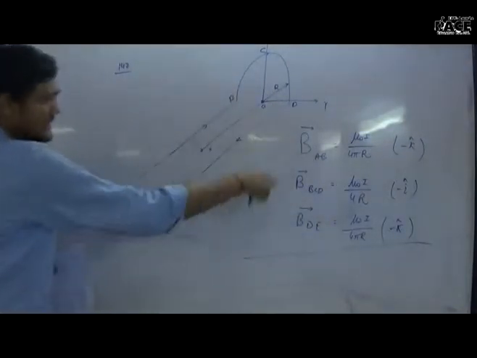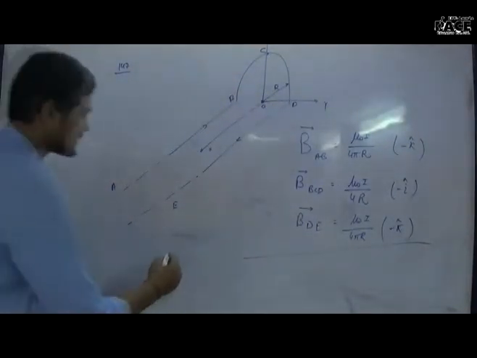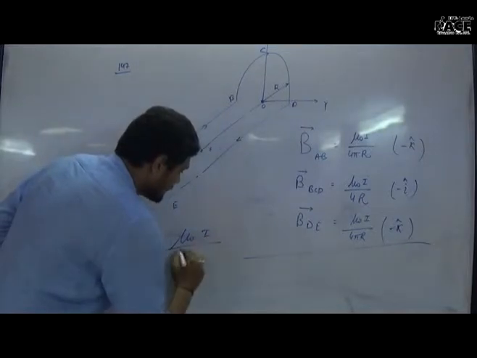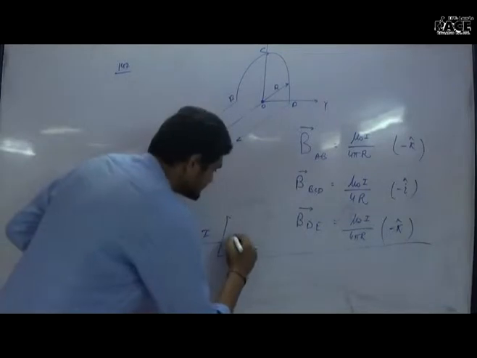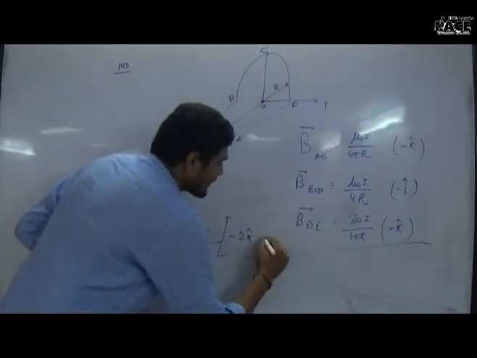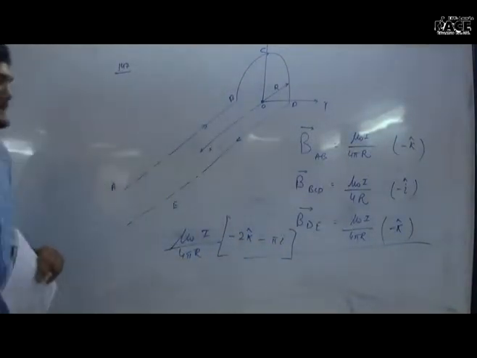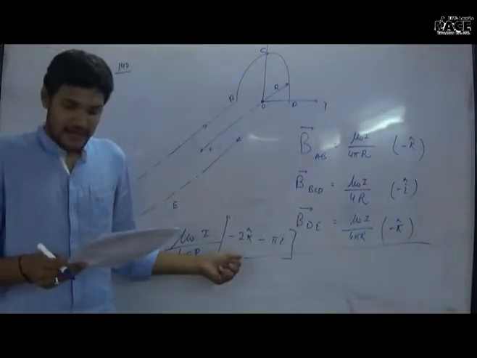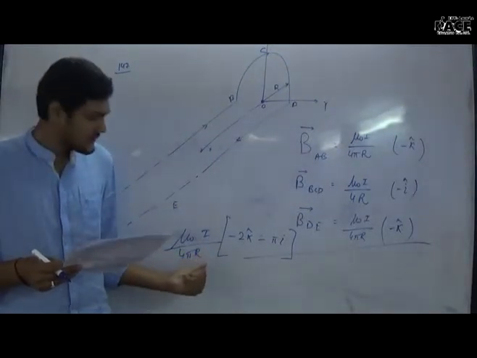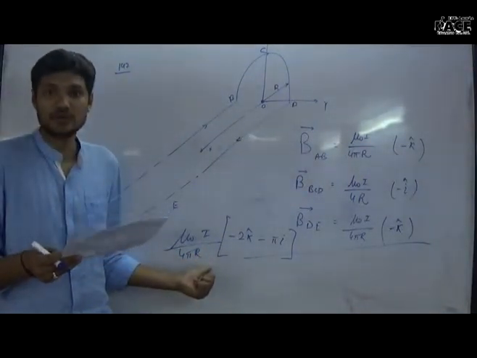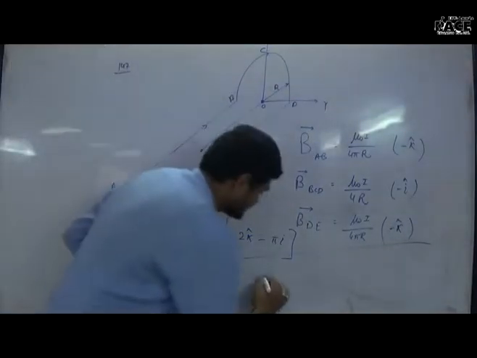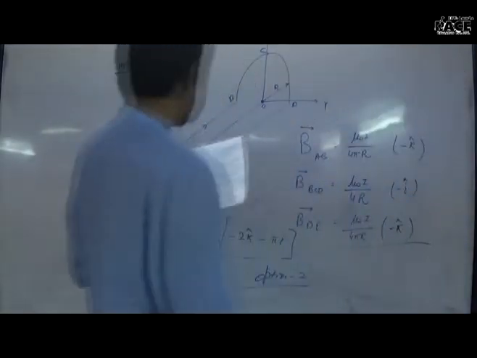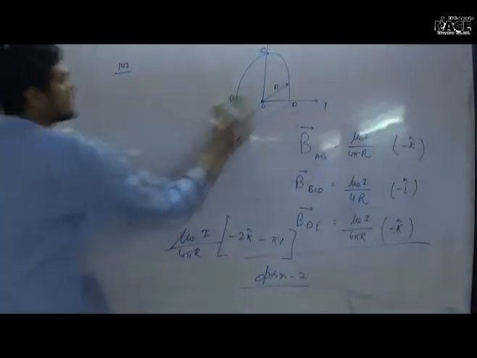If we add all these three vectors, we'll get mu naught I upon 4 pi r times 2 minus k minus 2k, minus pi along i. Now, if we take minus 1 common, this will resemble option B, option 2, in question number 147. So option 2 is correct. This was question number 147. Now let's move on to question number 148.